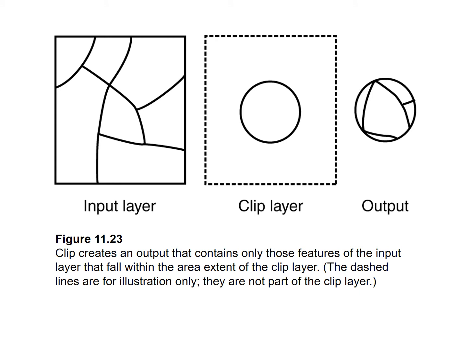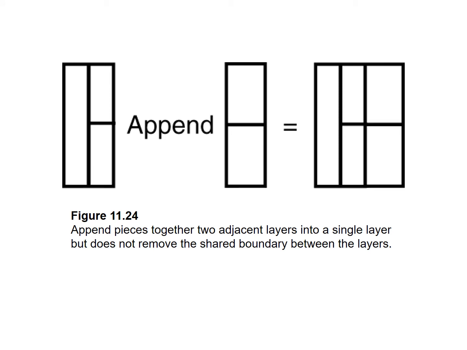This shows what the clip layer does and what the output looks like. Append brings things together. It adds the data to the other data. The key thing to remember is that it does not care whether the data already is there, and so you can end up with duplicates.